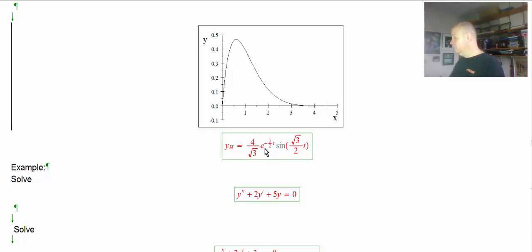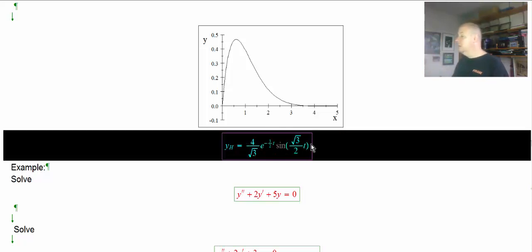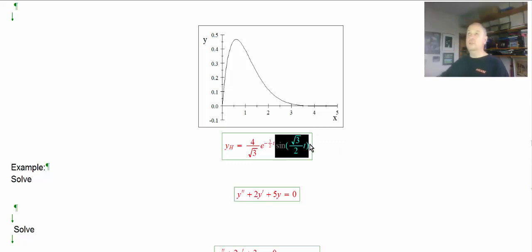I can see that this function, this 4 over root 3 e to the minus root 3 over 2t, that's what I'm calling the amplitude envelope. That's what's squeezing this trig function down. This sine function itself goes up to 1, down to minus 1, up to 1, down to minus 1, starting at 0. This is its amplitude, and its amplitude is being squeezed down to 0. So it's oscillating, but getting squeezed down to 0.